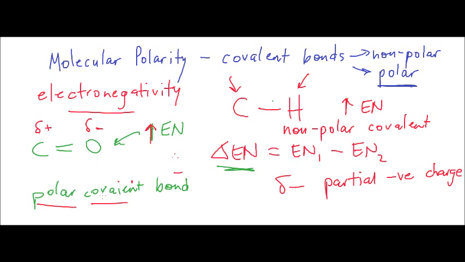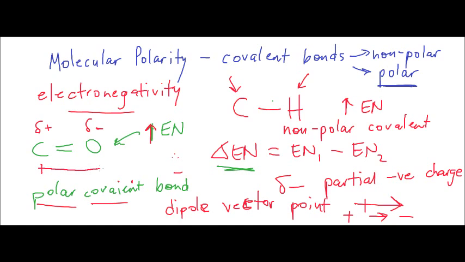And this dipole vector is really an arrow that shows the direction of this polarity. And this polarity always goes from a positive end to the negative end. So how are we going to draw this dipole vector? The direction, as we said, goes from positive all the way to negative.